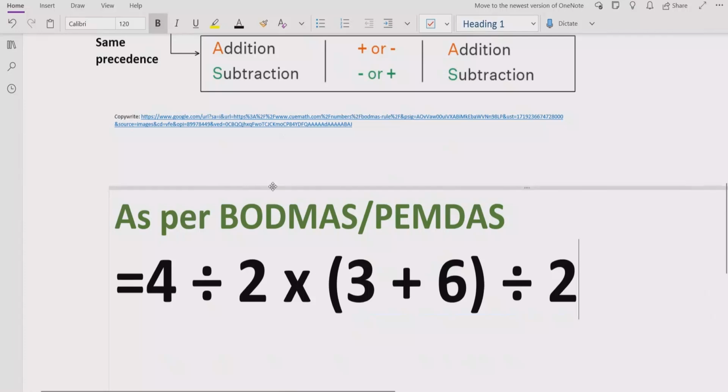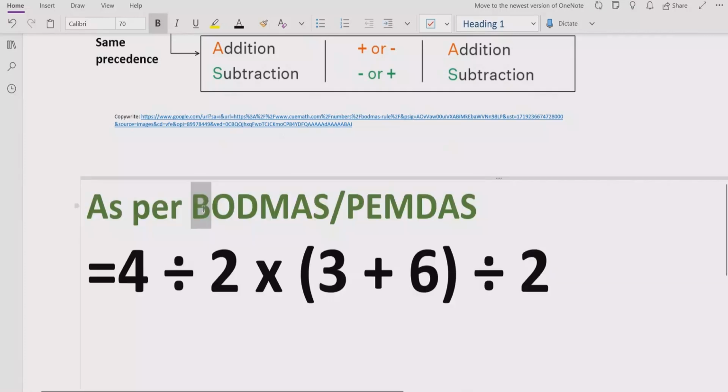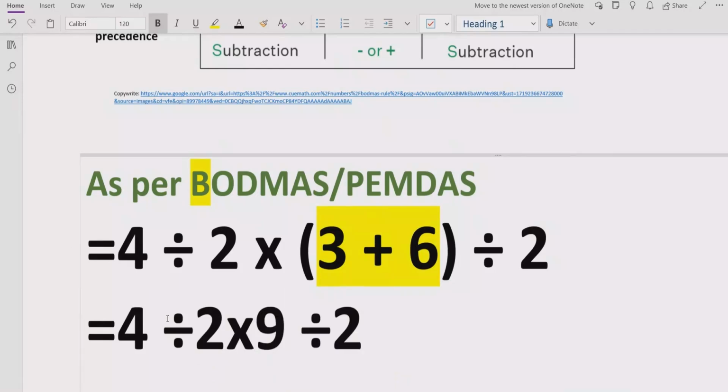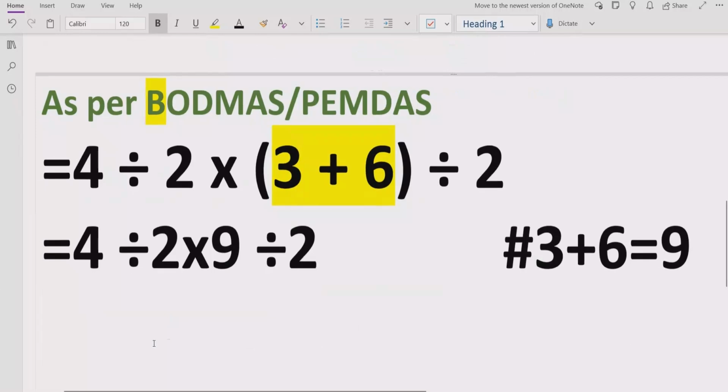According to the BODMAS and PEMDAS rule, first of all, we have to solve the bracket. So we have first this bracket, which is 3 plus 6. So we have to solve this one. 4 divided by 2 multiply (3 plus 6) equals 9 divided by 2. Here we have to give the reference: 3 plus 6 equals 9. Now move forward to step number 2. We have to solve the exponent part or order of expression. So in this expression, we do not have any number which has the power, so we can skip this step as well.